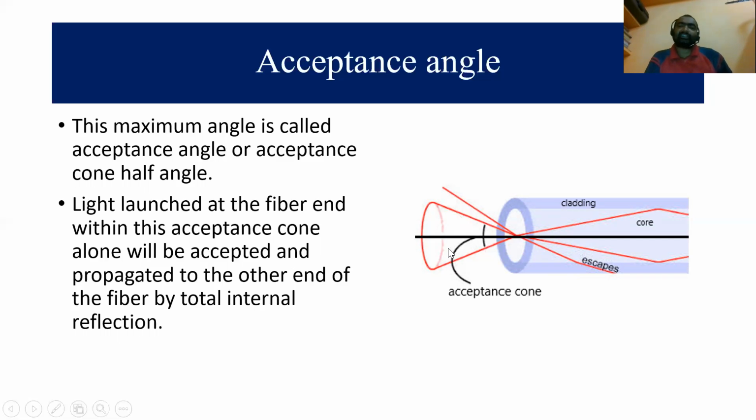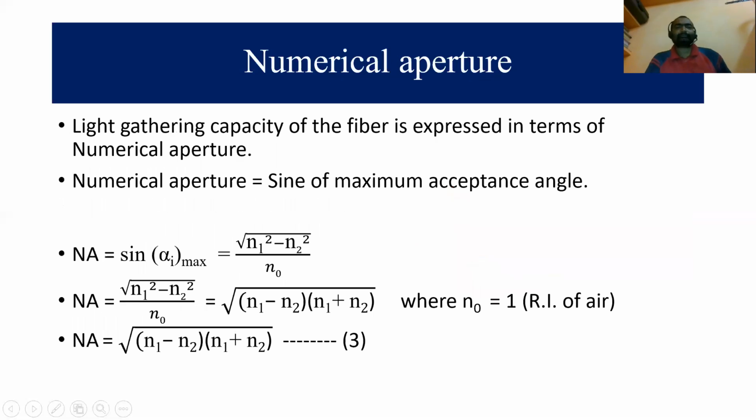The specialty of the acceptance cone is that a light ray launched within this acceptance cone can easily propagate from the first end to the second end by the process of total internal reflection. If a light ray is launched beyond this acceptance cone, it simply escapes, as you can see here, because it doesn't satisfy the total internal reflection condition.